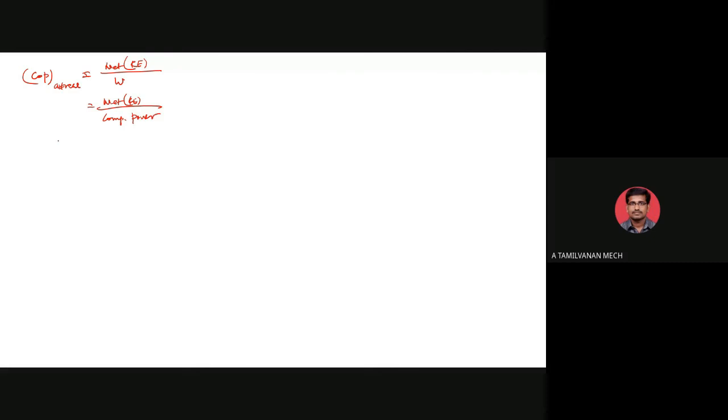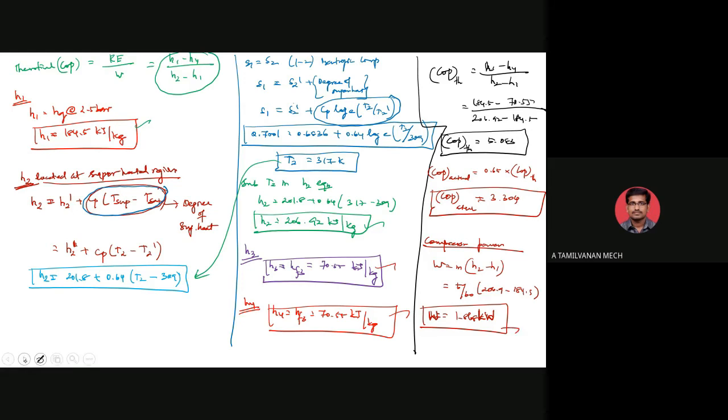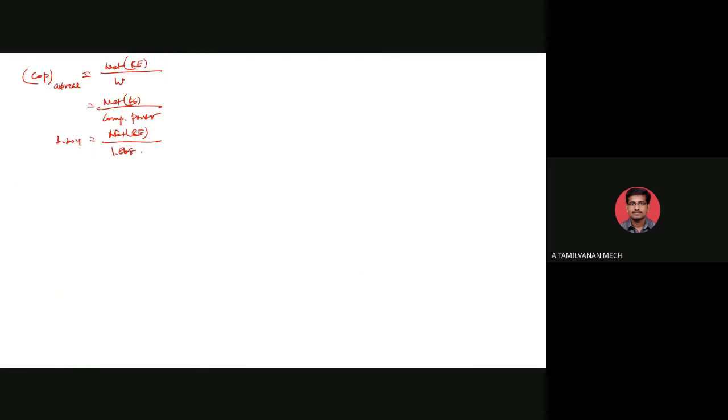So already you found the COP actual from the data, which is equal to 3.304, equal to the net refrigeration effect divided by the compressor power, which is 1.868 kilowatt. From the data you find the net refrigeration effect is equal to 6.17 kilowatt. That is the data asked here.